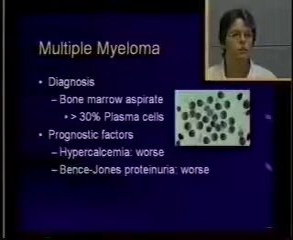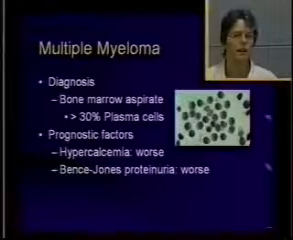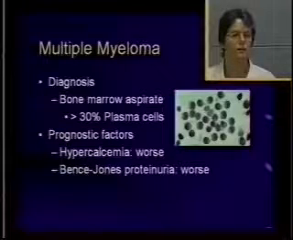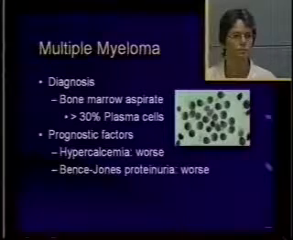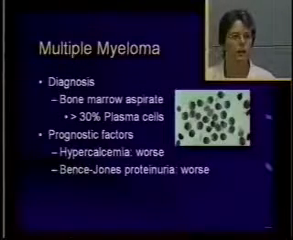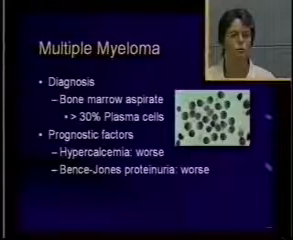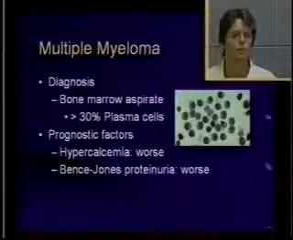The diagnosis of multiple myeloma is typically made from a bone marrow aspirate. There are a number of criteria that have been set forth by various pathologists, but typically what we will use is the presence of plasma cells as greater than 30% of the nucleated cell population. We've also found that the presence of hypercalcemia or the presence of Bence-Jones proteinuria are negative prognostic factors with this particular tumor.